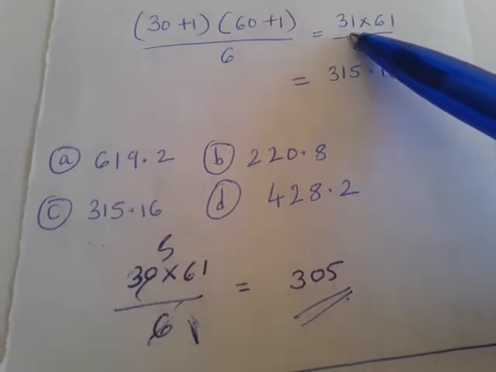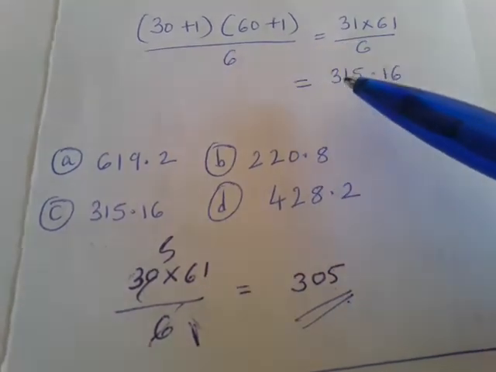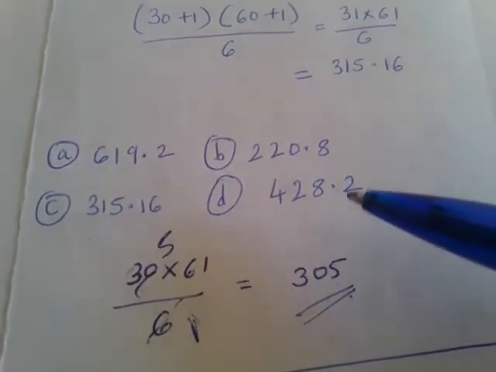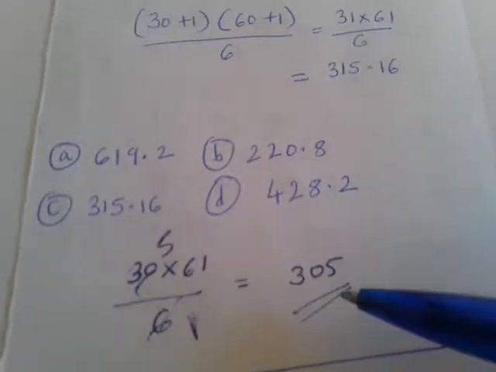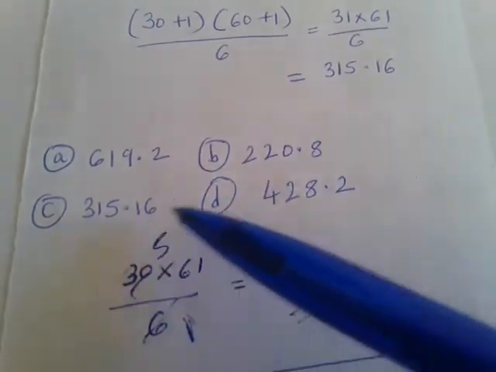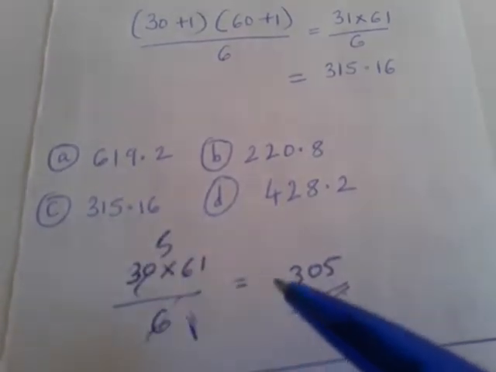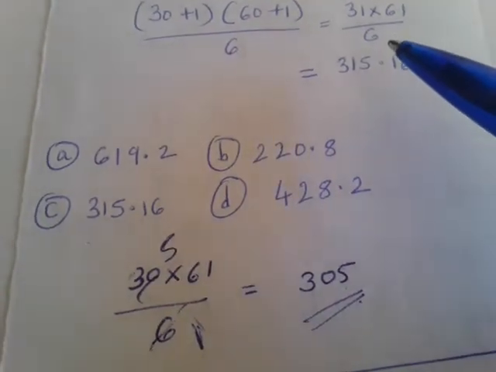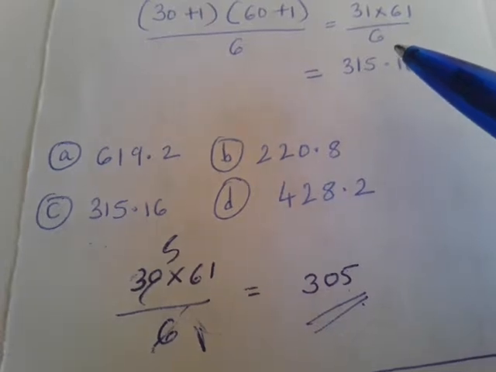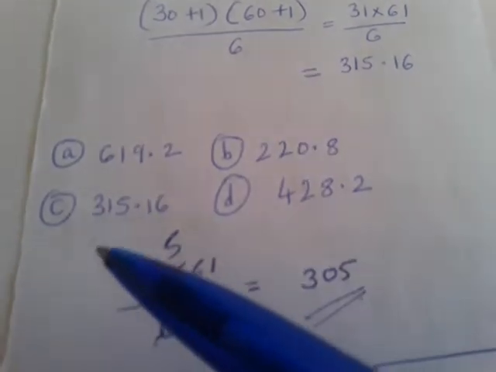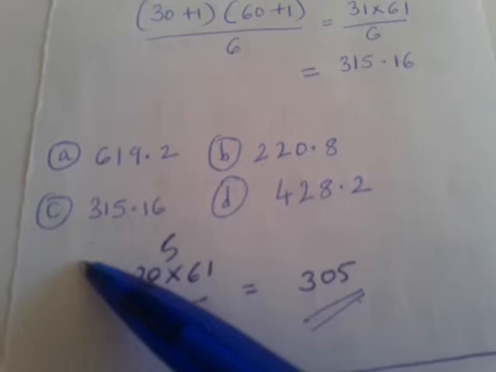But it is not 30, it is 31. That means my answer is going to be just slightly more than 305. So among these four, the closest answer is going to be C. So my answer is C. So instead of actually calculating and spend few seconds, you can just guess your answer as C.